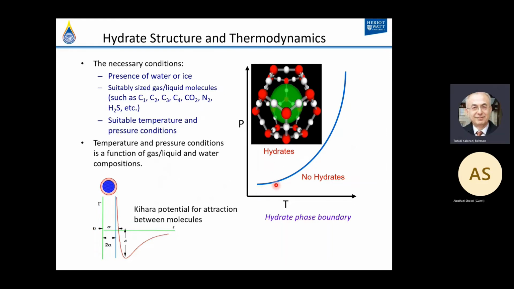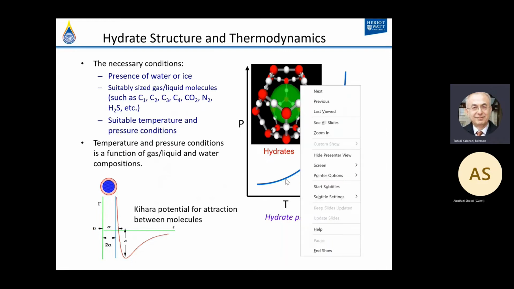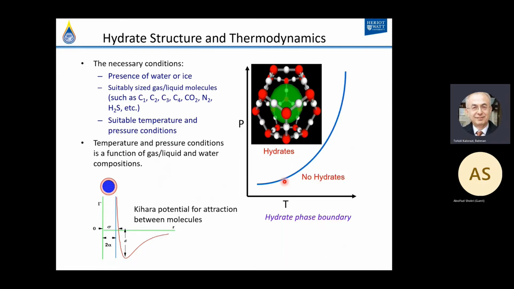The other one is the composition of the aqueous phase. If there is anything dissolved in the aqueous phase that is not a hydrate former, for example glycol, then some water molecules are busy dissolving them. So there are fewer water molecules available for hydrate formation. So the hydrate curve shifts to the left.